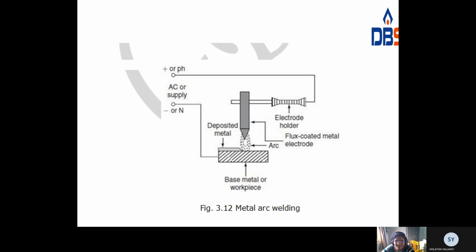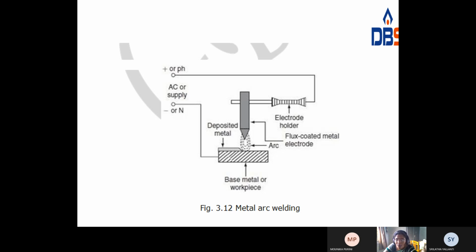Whenever you give the supply, the current passes through the electrode and through the base metal or workpiece. On this part you have to weld. In the air gap the arc will exist, and this arc will melt the electrode. At that time it forms the filler material. That means the electrode will be melted, so that metal will be welded on this base metal.